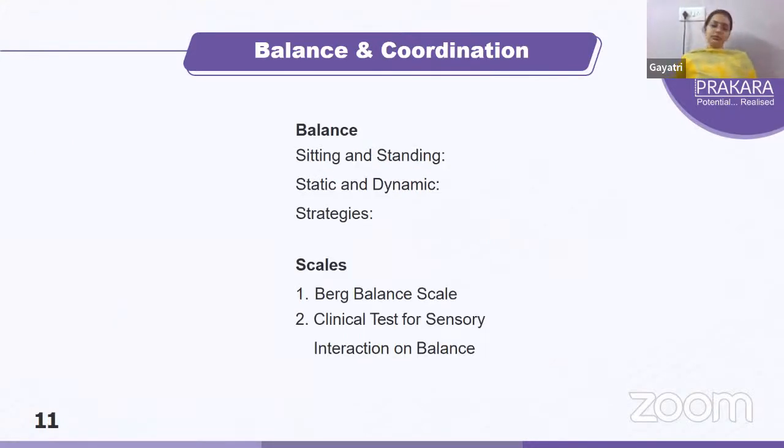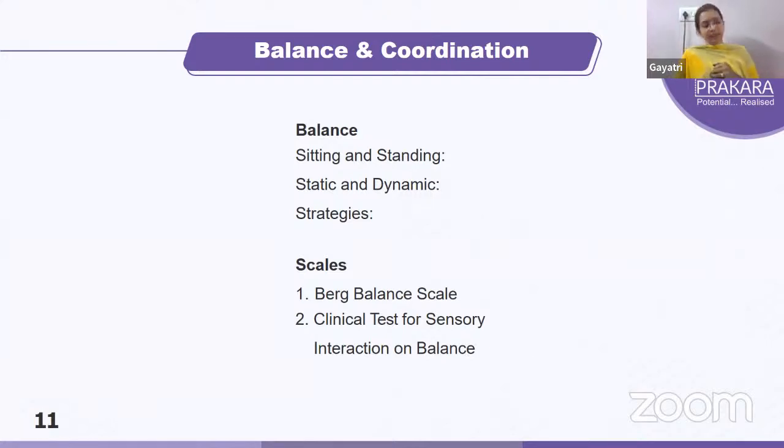Balance and coordination. You check for sitting and standing balance, static and dynamic balance. And you also have to check for strategies, what kind of strategies we have: the hip, knee, stepping strategies. Give perturbations and check. Berg Balance Scale is a fantastic scale. We have 14 components and a score of 56. Berg Balance Scale is a standalone scale for balance if you have no other.